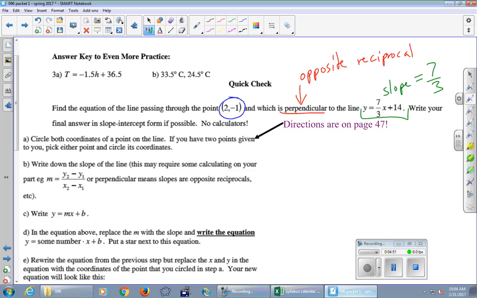And so that means, I'll write this one in red here, the slope of our line, not the green one, but perpendicular, is opposite reciprocal. Opposite meaning negative, and reciprocal meaning 3/7, right? That's the slope of the line that we want.